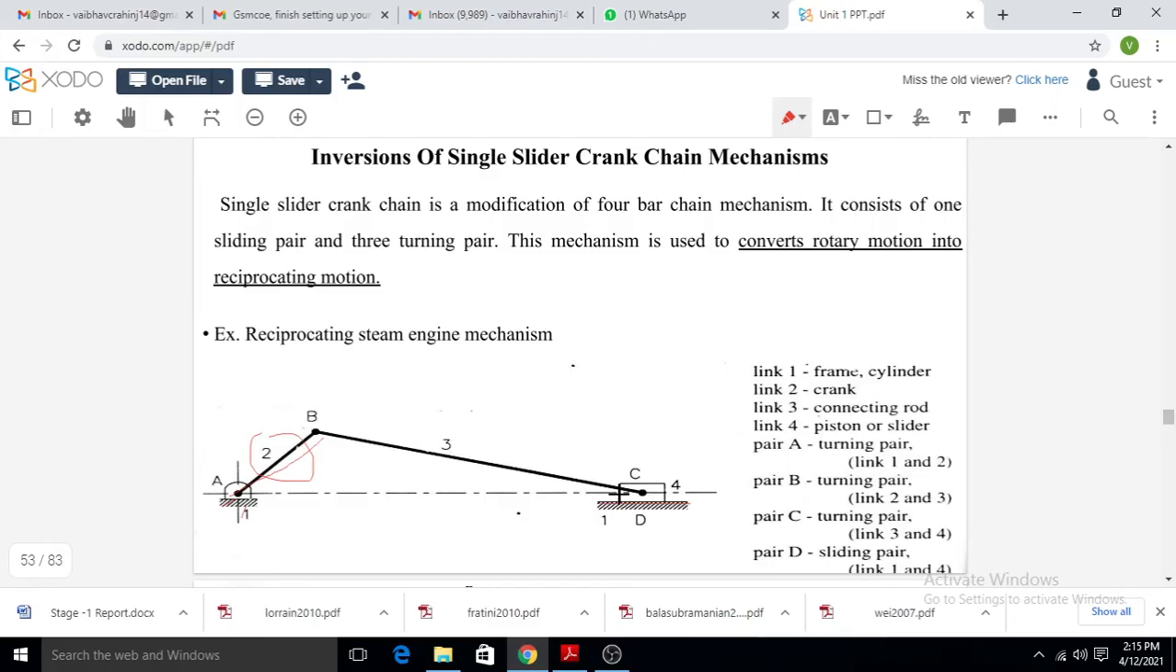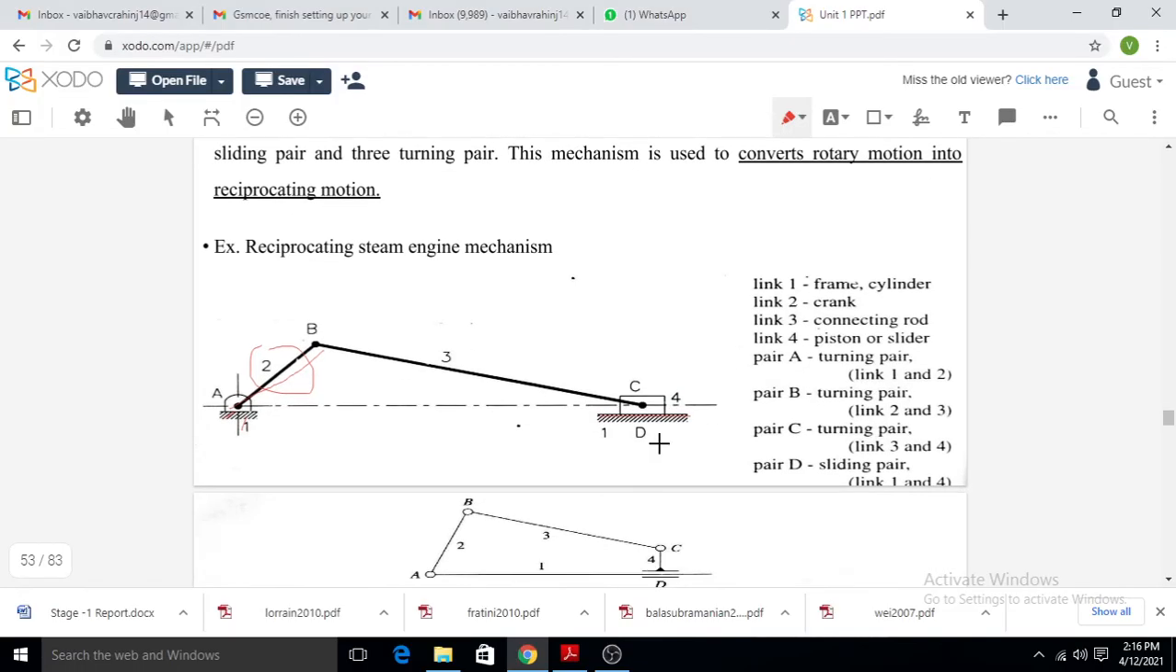As we discussed, in a 4-bar chain mechanism there are 4 turning pairs present, but in a single slider crank mechanism there are 3 turning pairs and 1 sliding pair present. So we will find out where the sliding pair is present and where the turning pairs are present.